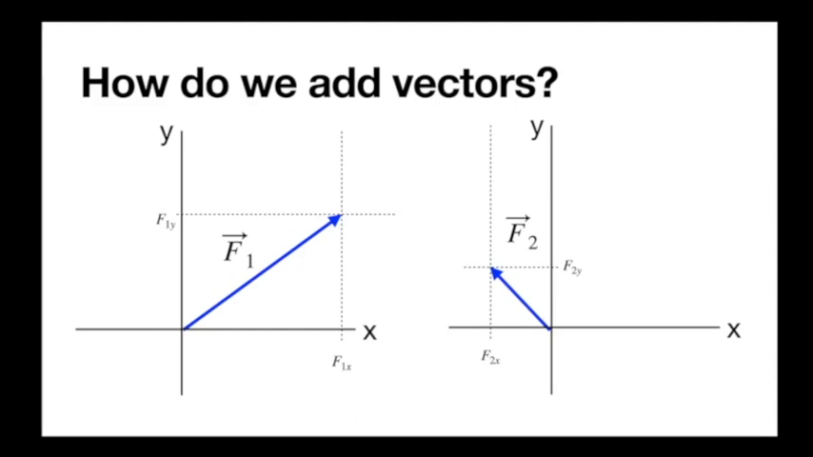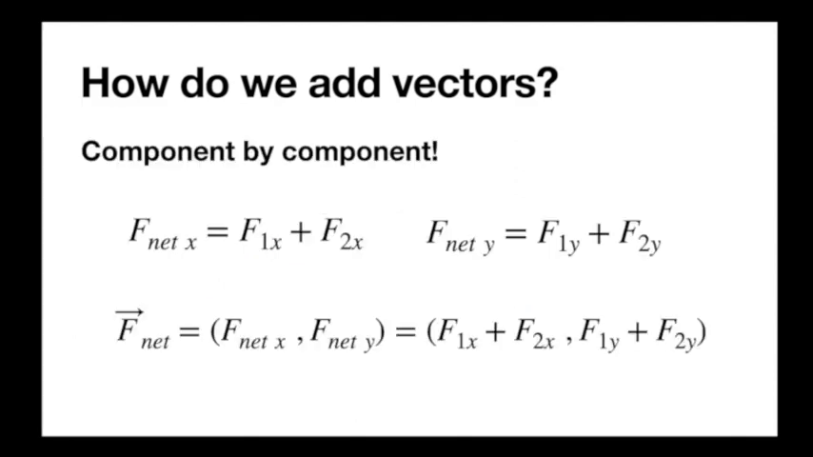So f1x plus f2x is one equation, and f1y plus f2y is another equation. And that combines to give us Fnet. So everything from that is just put on one slide here. Fnet is its own vector with an Fnet x and an Fnet y component. And those components come from the sum of the components of the individual vectors that make it up.